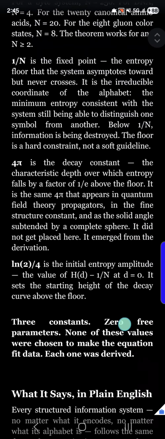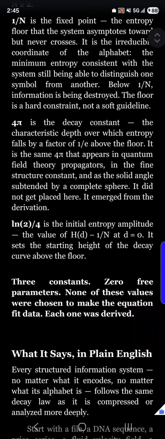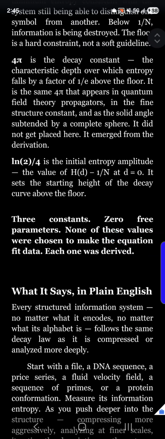4 pi is the decay constant, the characteristic depth over which entropy falls by a factor of 1 over e of the floor. It's the same 4 pi that appears in quantum field theory propagators, in the fine structure constant, and as the solid angle subtended by a complete sphere. It did not get placed here. It emerged from the derivation.